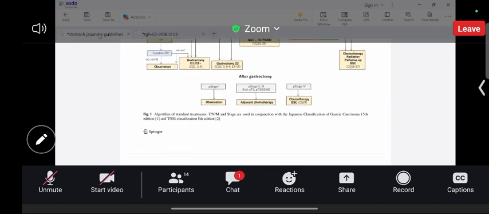So after gastrectomy, if the pathological stage is 1, we will observe. For stage 2 and 3, excluding T1 and T3 subserosa, we will give adjuvant chemotherapy. And for stage 4, we can give chemotherapy if the patient can tolerate it, or best supportive care.